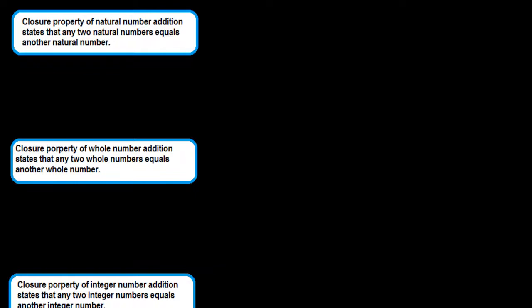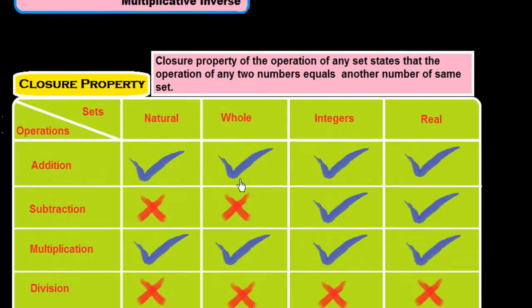So if we add two natural numbers, see what happens. If we add 1 with 2, we get 3, which is also a natural number. If we add 2 plus 9, which is 11, it is also a natural number. So natural number addition is closed. Now we see the whole numbers.